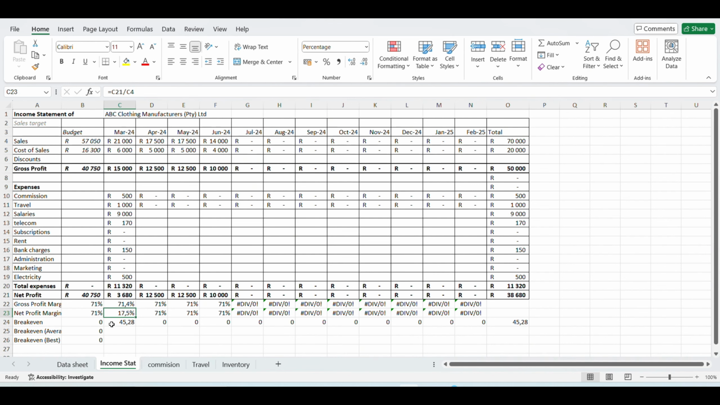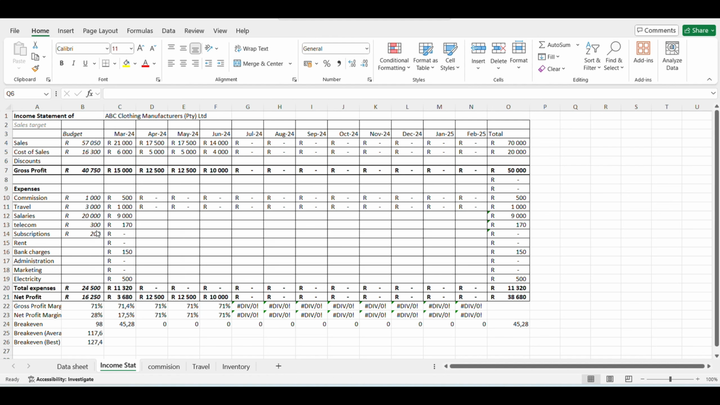If you go to the hypothetical state, let's say you're going to pay a commission of 1,000 Rand, you're going to maybe travel for 3,000 Rand. Your salaries, you want to employ more people so you can make more dresses, so your salary is going up to 20,000 Rand. Your telecommunications, 300. Subscriptions maybe to magazines, 200. Your rent, you don't want to work from your garage anymore. You want to work in a proper facility, so maybe your rent will be 3,500.